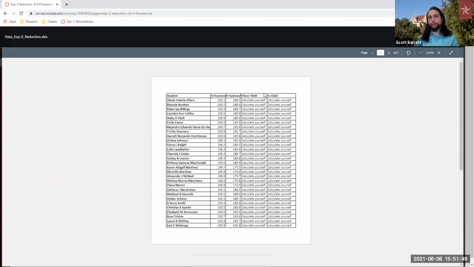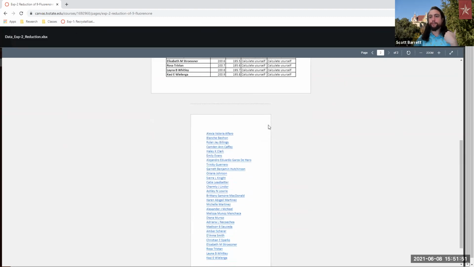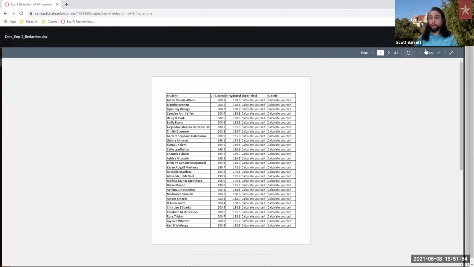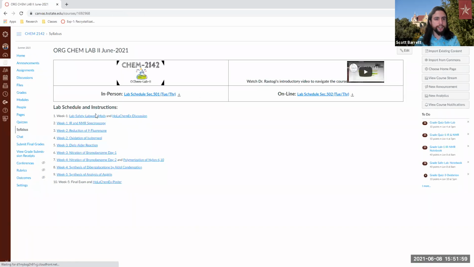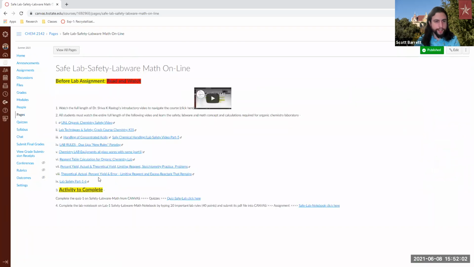And then it's very simple, your theoretical yield, your percent yield. If you need to review that, please utilize the original module. I'm pretty sure in the safety section, if I'm not mistaken, in math, there is, yes, percent yield, actual and theoretical yield, limiting reagent, and stoichiometry. If you need to review that, go into module Safe Lab Safety Labware Math Online, and it is under number 2, section 7. Very simple concepts. However, since they are so simple, people commonly forget how to calculate actual yield, theoretical yield, and percent yield as well.